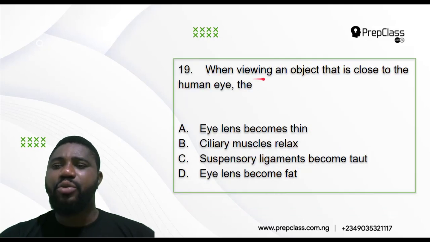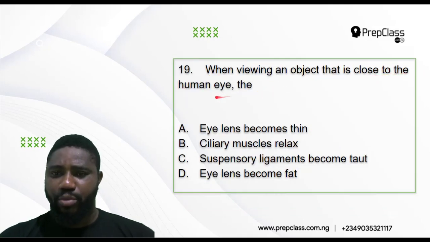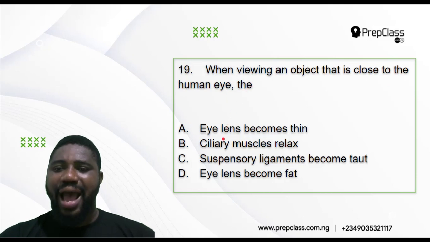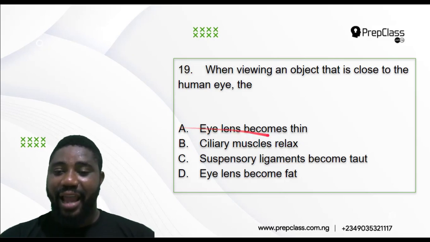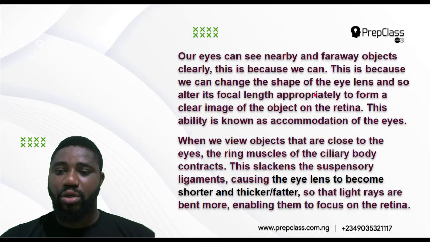19. When viewing an object that is close to the human eye, A, the eye lens becomes thin. B, the ciliary muscles relax. C, the suspensory ligaments become taut. D, the eye lens becomes fat. So which one is the correct answer?